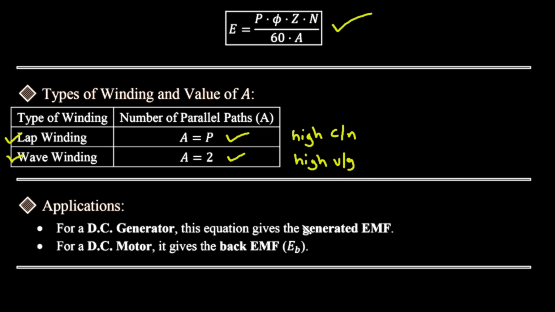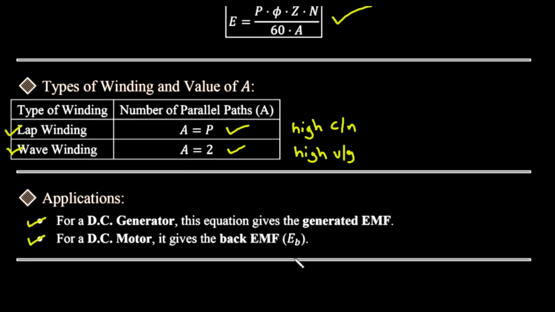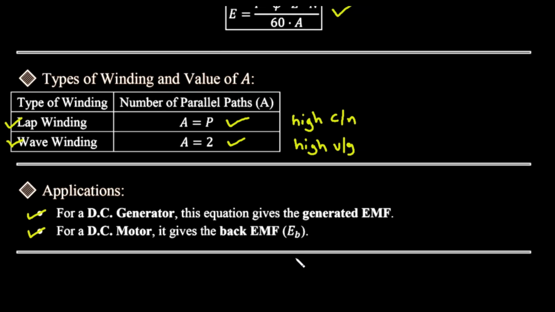So, how is this equation used in the real world? It's simple. For a DC generator, this equation gives you the actual generated EMF, which is the voltage it supplies to a load. For a DC motor, the equation gives you the back EMF, often written as EB. As we said earlier, this back EMF is crucial because it opposes the supply voltage and is fundamental to how a motor self-regulates its speed and current draw.